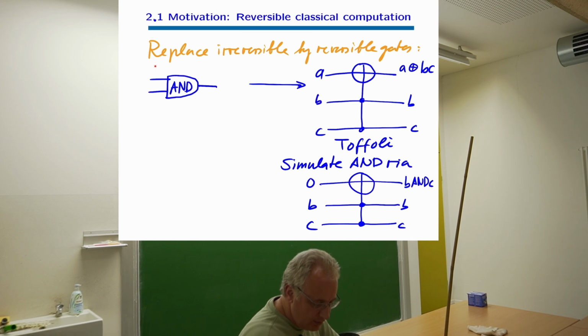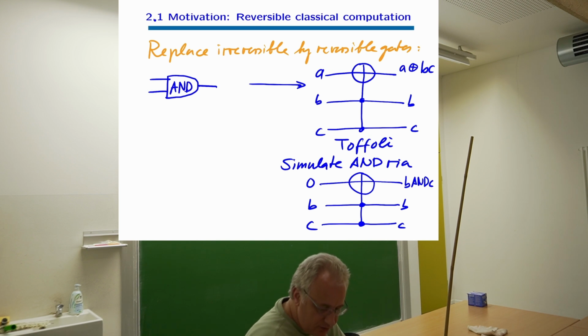We can do the same with the AND gate. We replace it by the so-called Toffoli gate. So what is this thing? This Toffoli gate is a 3-bit gate, and it uses 2 controls, B and C, and 1 target. What's happening is that the target bit is flipped only if both of the control bits are in state 1. So then it is flipped, otherwise not.